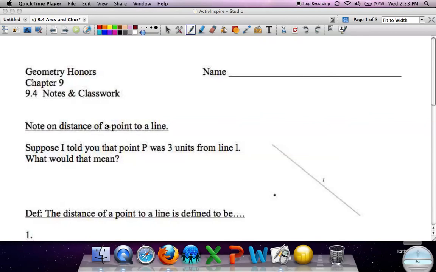Today we're going to talk about what it means to be a distance and the shortest distance between things. In the diagram below, there's a point and a line or line segment. Suppose I told you that that point was 3 units from that line. What would that mean, and how would you draw the 3 units away?